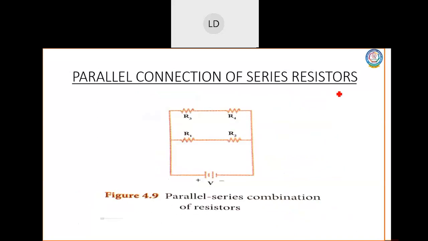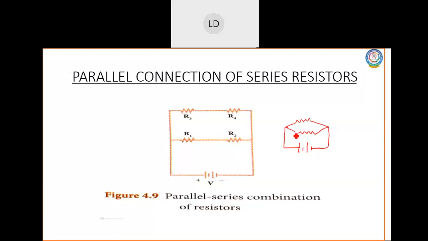There is one more type: parallel connection of series resistors. Look at this diagram, children. Here again R1 and R2 are connected in series. R3 and R4 are connected in series. Then these two networks are connected in parallel. Now if I redraw this diagram, how will I draw it? I will have a circuit like this. This is how the circuit goes when I combine.